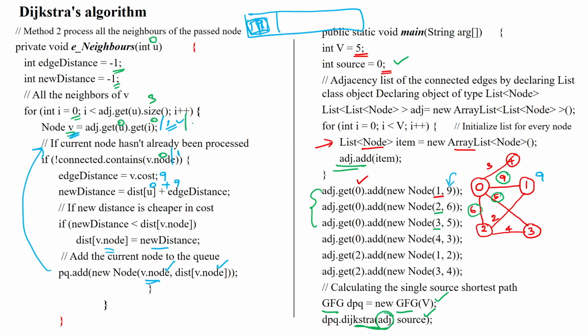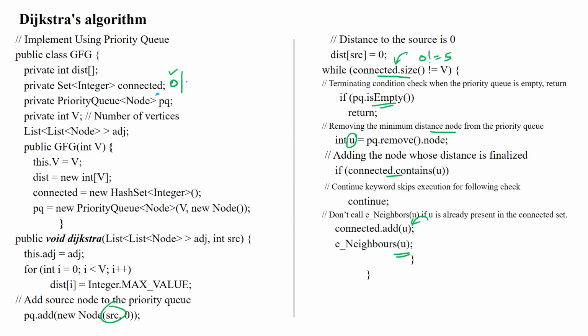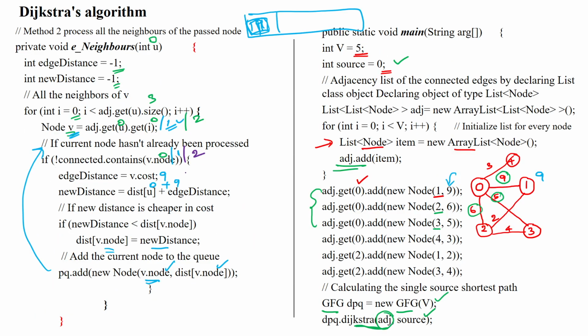Then when your I value becomes 2, you have to find out the cost. Okay, so here it is not available in the connected. Yes, you look at that, it is not available in the connected. So you have to take the cost of the 2 is 6. Then new distance for the 6. Okay, already the distance of u is 0. So 0 plus 6 is 6. So 6 is assigned here to the 2. So now again this is going to be added into the priority queue with node cost 2 and 6. Okay, so this is another value.